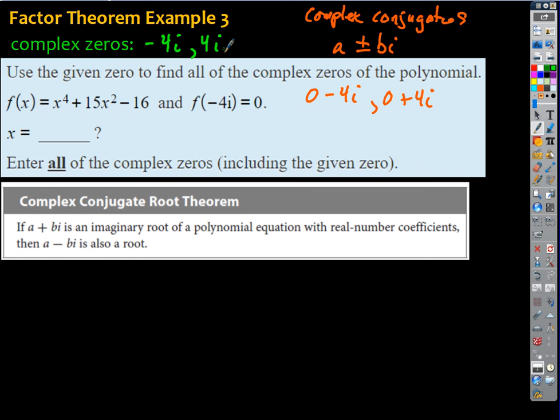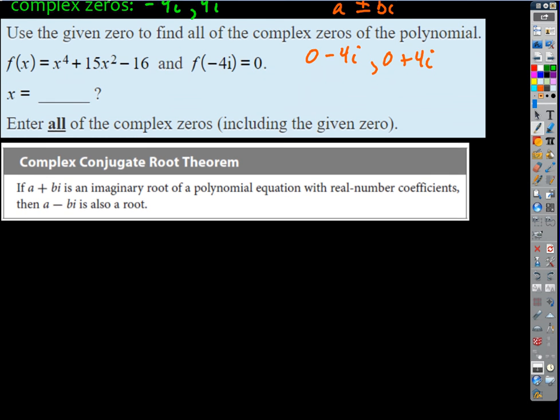How many total complex zeros does this polynomial have? 4. Okay, so if we know 2, then there should be how many more? 2. Well, that makes a quadratic factor, and so no matter what, once we get it down to quadratic form, the quadratic formula is all we need, if that. Sometimes we don't even need that, right? So what do you think then? How could we approach this?